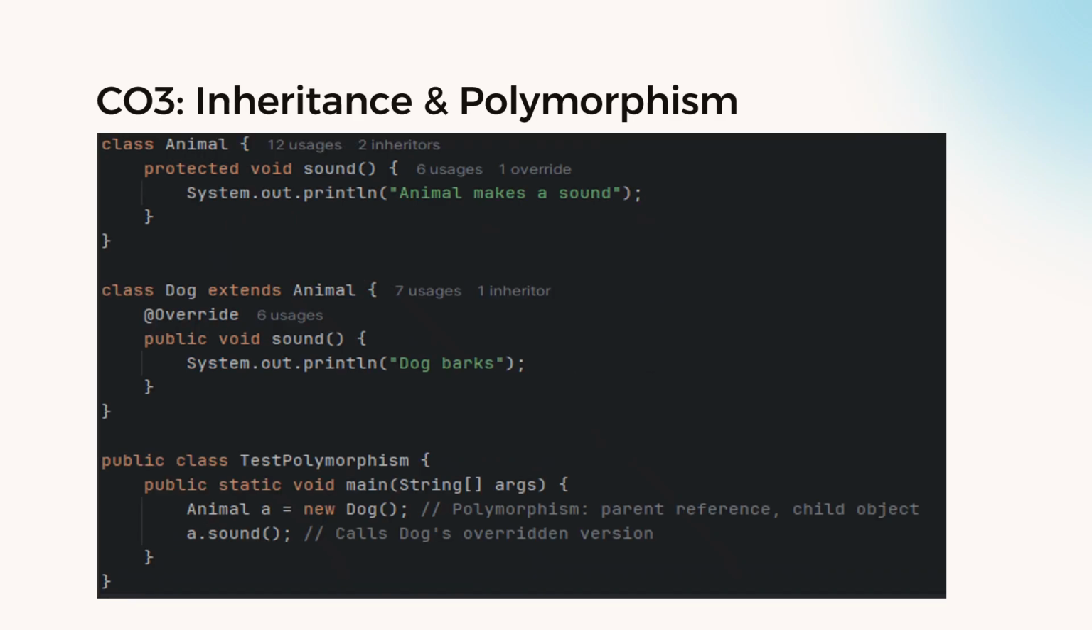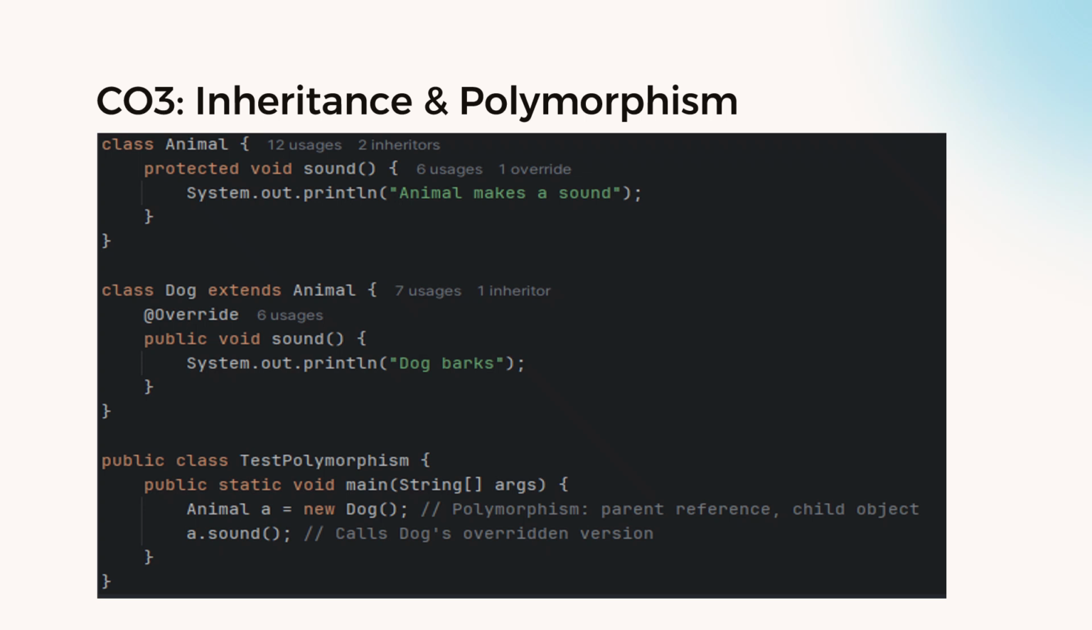This slide demonstrates two of the most powerful concepts in object-oriented programming, inheritance and polymorphism. Let's break down the code to see how they work together. The base class. At the top, we have a simple class called Animal. Think of this as our blueprint. It has one protected method called sound, which prints a generic message, Animal makes a sound.